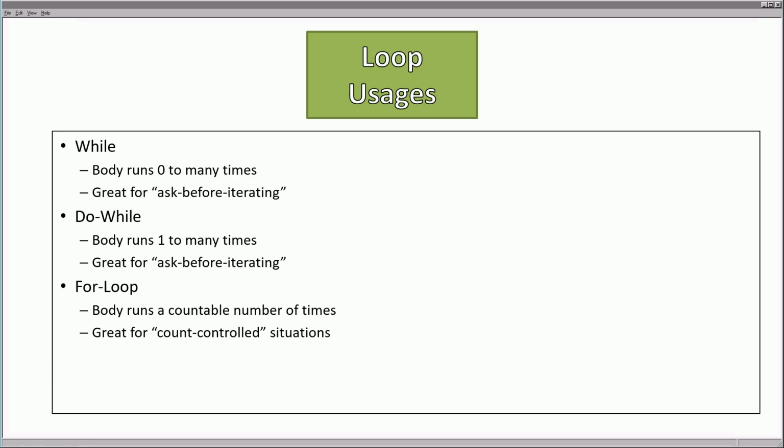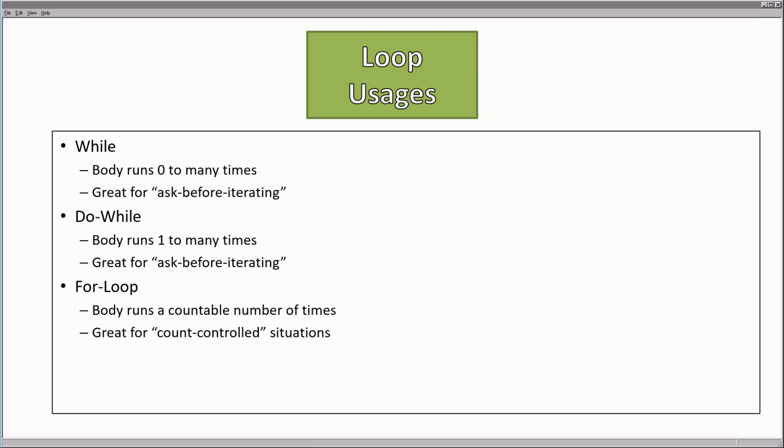We've explored several different kinds of loops in these past couple of lectures, and each one of them can be used in different ways. So looking at these a little closer, we understand that with a while loop, the body of it may run 0 to many times. While loops are excellent for using what's called an ask-before-iterating strategy. If we don't know exactly how many times the body needs to run, then we may need to use a while loop.